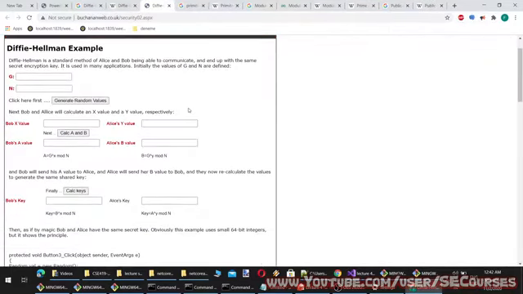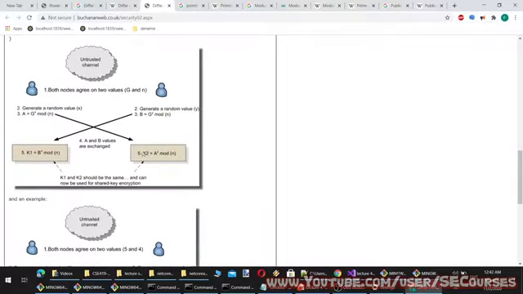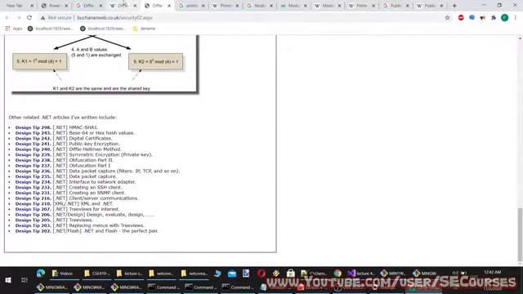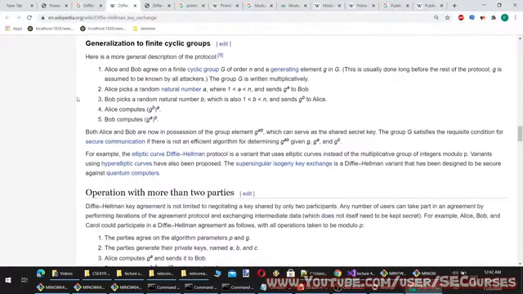Okay, there's another example. Let's check it out. Okay, you can also use this website if you want. But I think it is pretty clear.